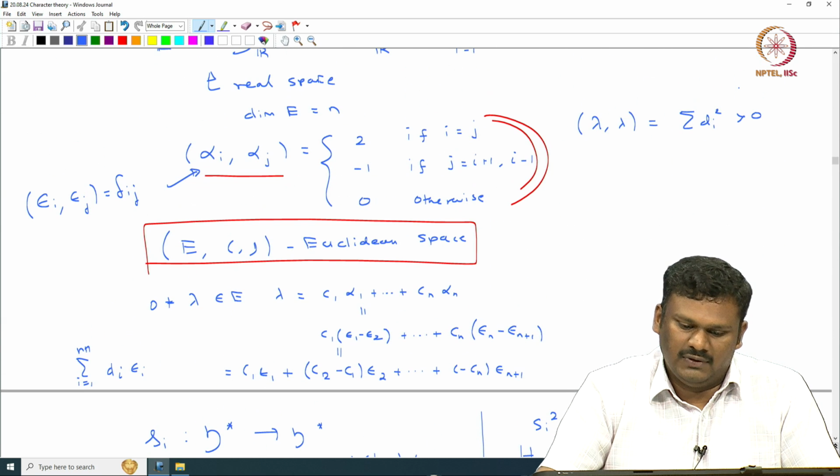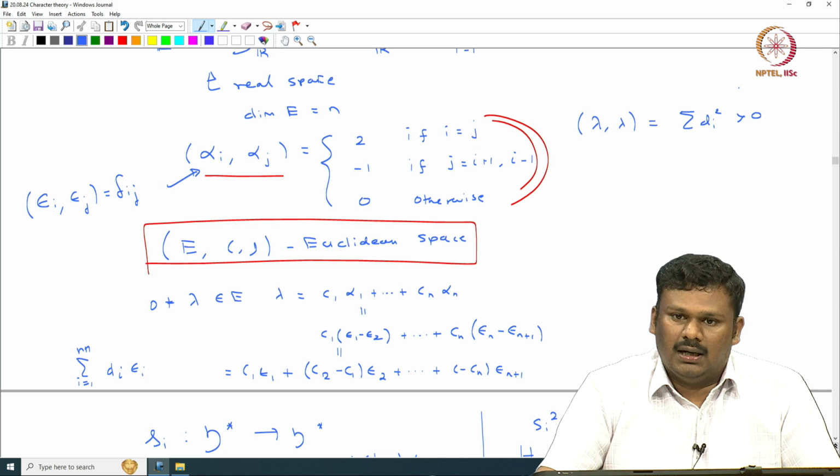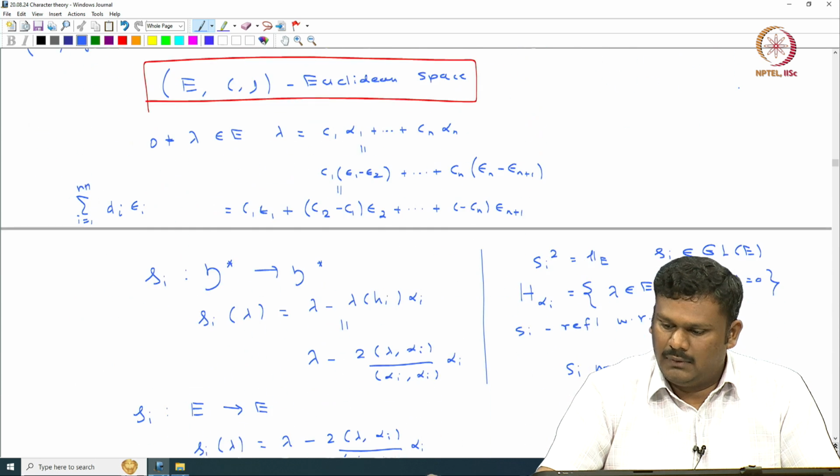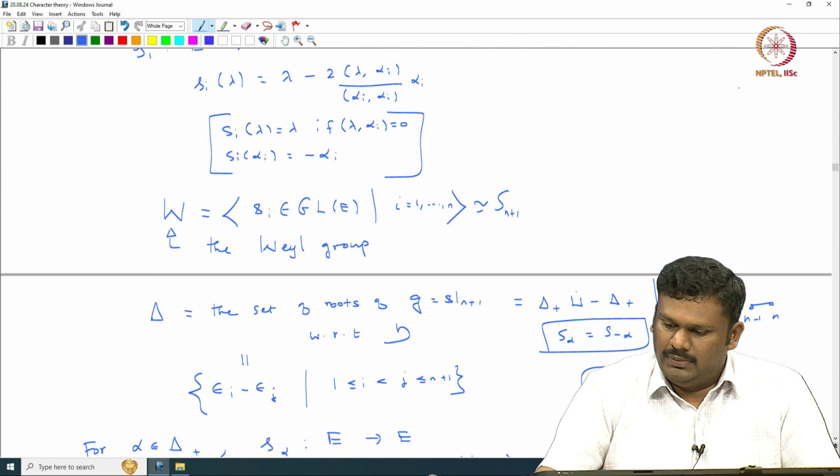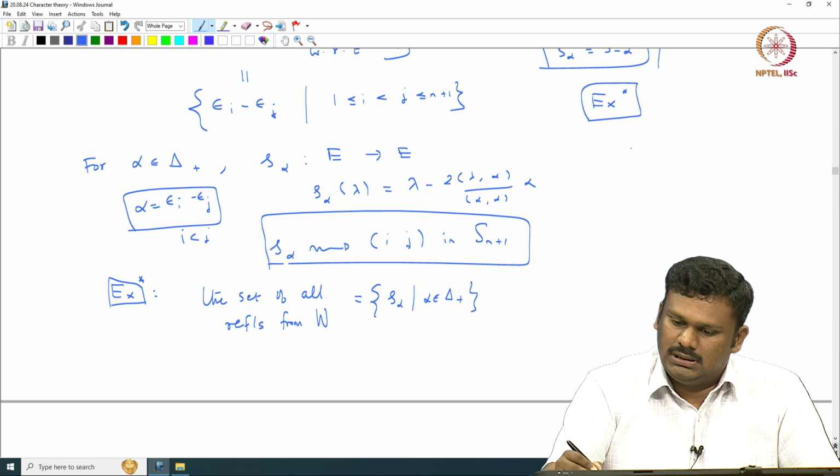Whenever the inner product of alpha_i and alpha_j is 0, you do not put any edge, we just take it as vertex alpha_i. Then alpha_i and alpha_j you connect by an edge if the inner product is non-zero, which is exactly minus 1. So, now from this you can see that it is not hard to see s_i s_j.